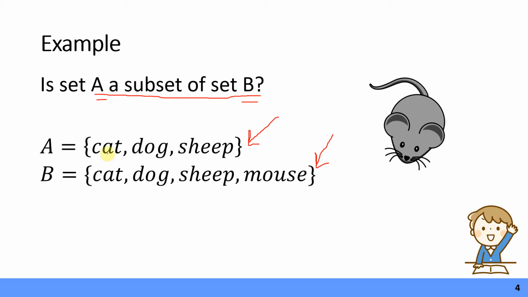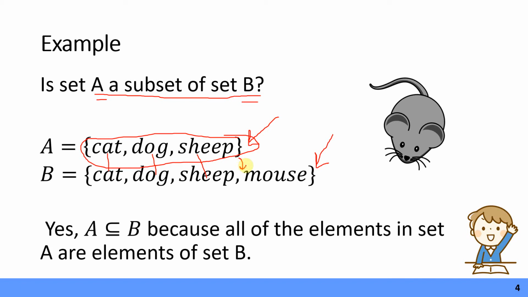To check that, cat is there, dog is there, and sheep is there. That's all we care about. Since all the elements in A are also in B, the answer to this question is yes. So set A is a subset of set B. That's all you have to do. It's super simple. Again, we want to look fancy, so we use the subset symbol: A is a subset of B. So you see, I told you it wasn't that bad.